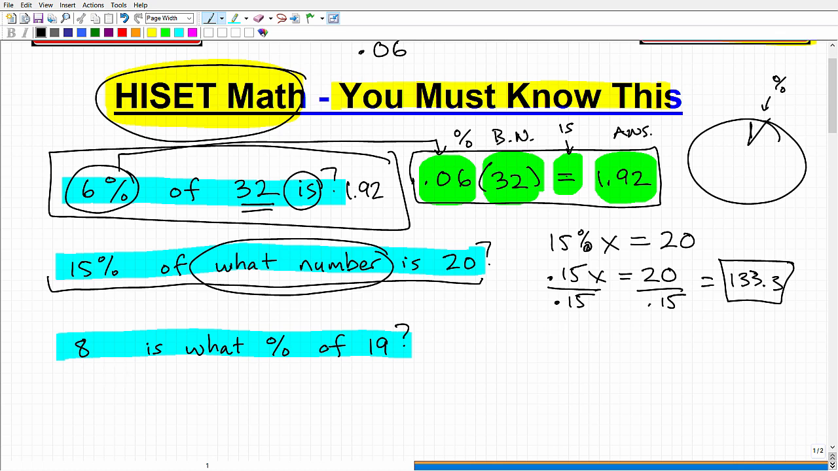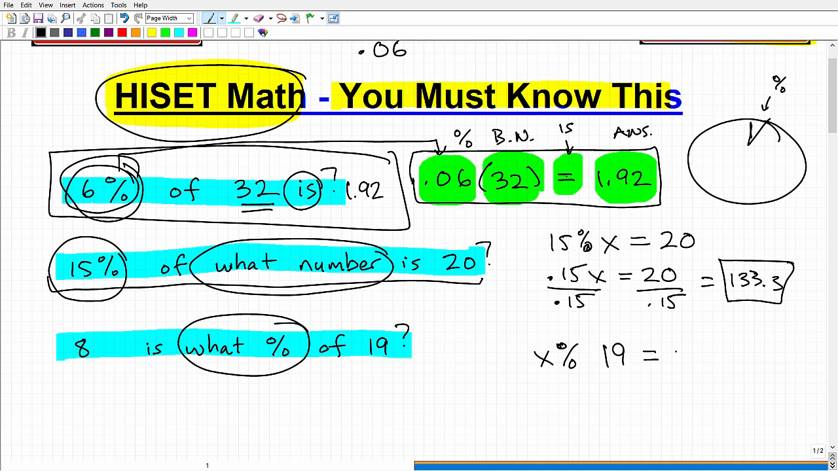So, what percent? Now this time, I had the percent in the previous problem. In this problem, I'm looking for the percent. So it's going to be x percent. X percent of 19. I'm going to take some percent of 19, and the answer is 8. Do you see that? So what percent of 19 is 8? Now, I'm writing it this way: 8 is what percent of 19, but effectively this is the same interpretation of this problem.